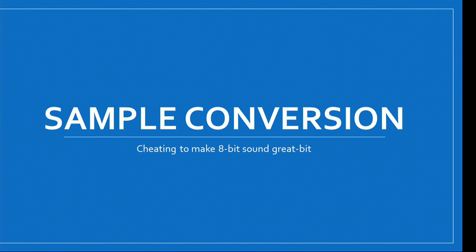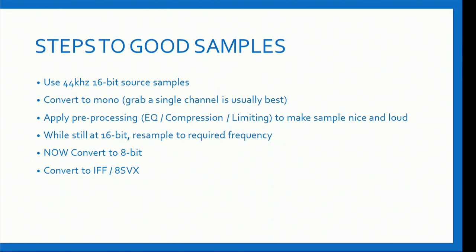Okay, quick few tips on sample conversion. The best bet is to not use a sampler on the Amiga because they don't sound great. The best trick is to use your 44 kilohertz 16-bit source samples and convert them to mono. The best bet's usually just to grab the left channel or the right channel, unless you have to mix them together. Then apply all of your pre-processing, so EQ, compression, make it as loud as you possibly can, obviously without making it sound rubbish. And while it's at 16-bit, you then resample it to the required frequency you need in Protracker. The last thing you do is convert it to 8-bit.